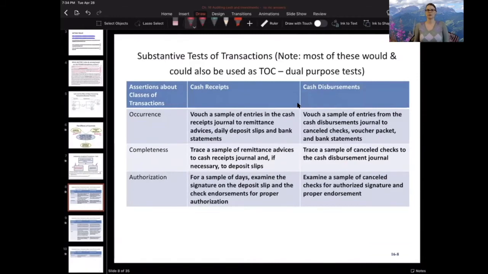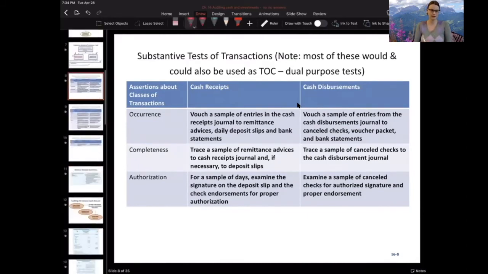Now we are going to talk through substantive tests of cash. So the first few slides are covering substantive tests of transactions. Again, I'm not going to spend too long on these because these are going to be basically tests of controls. Okay? They're going to be done in conjunction with tests of controls. They're going to be the duplication of what we've already seen.